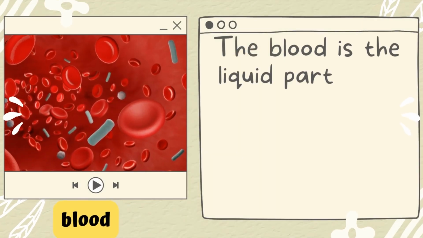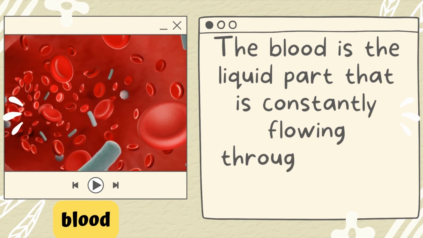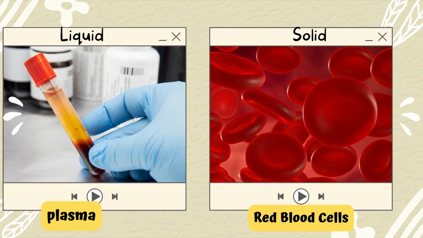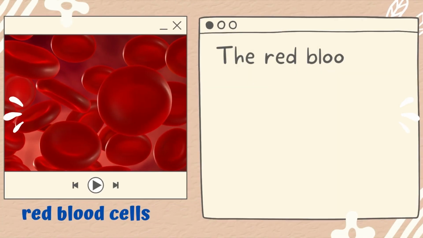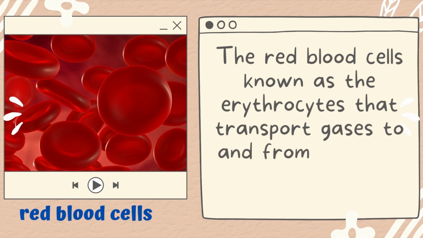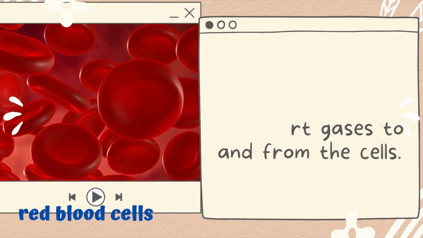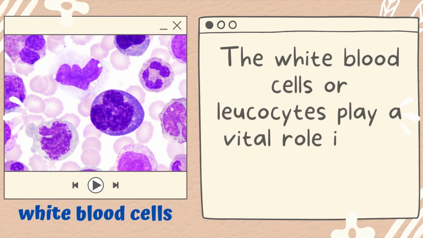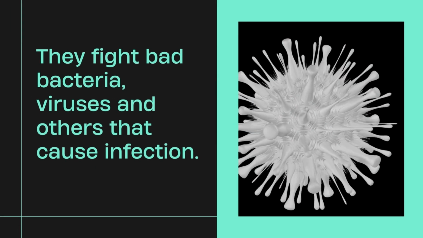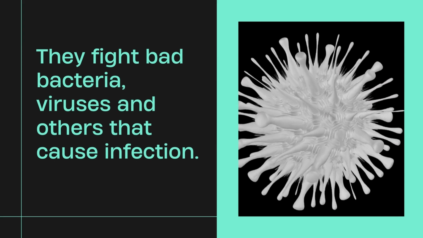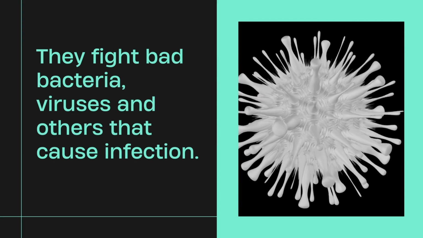Blood. The blood is the liquid part that is constantly flowing throughout the body. It is composed of a liquid part called plasma and the solid parts or formed components, which are the red blood cells known as the erythrocytes that transport gases to and from the cells. The white blood cells or leukocytes play a vital role in the body's immune system. They fight bad bacteria, viruses, and others that cause infection.